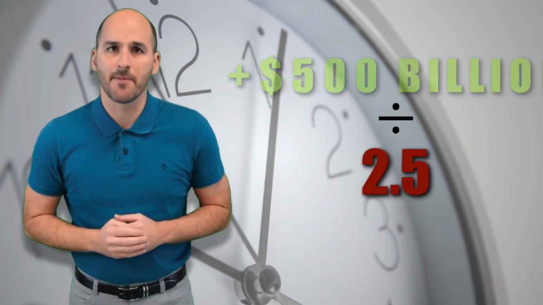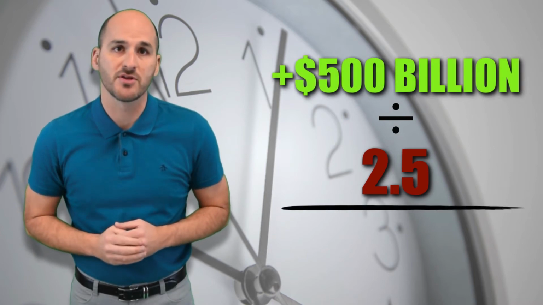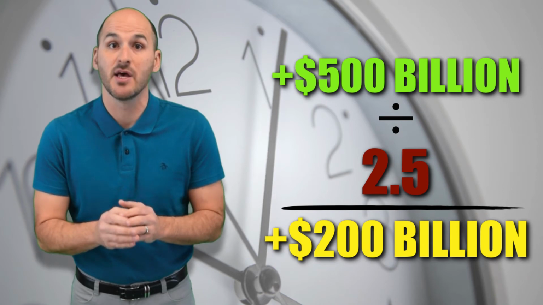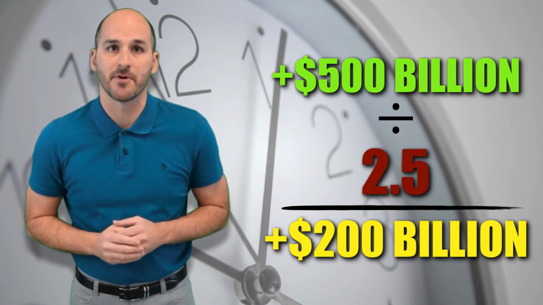If the spending multiplier is 2.5 and real GDP output has increased by $500 billion, we can determine that a $200 billion increase in government spending initiated that change in real GDP output.